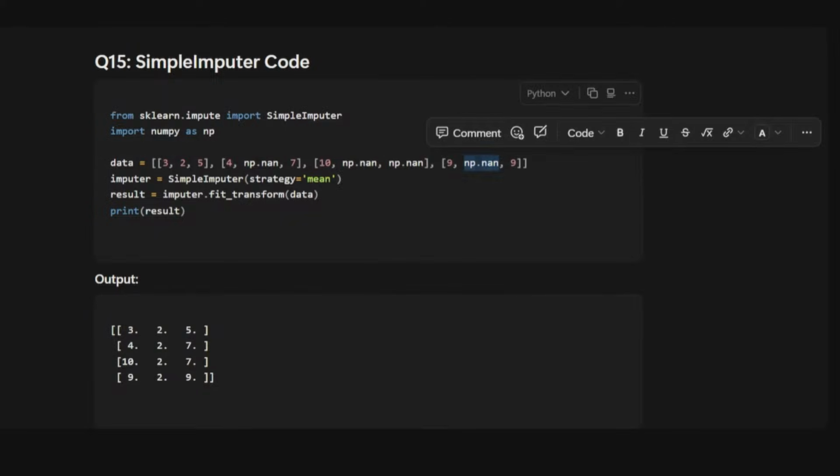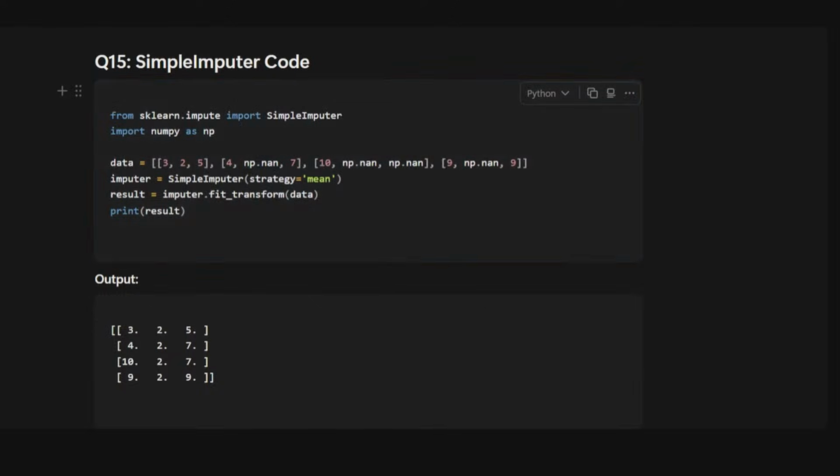Next is 5, 7, not a number, and 9. So again, the mean of these three values will be filled in that particular empty space. And I think the code should be clear by now. It's the same thing, same skeleton.